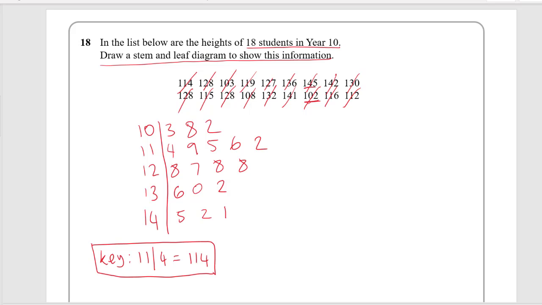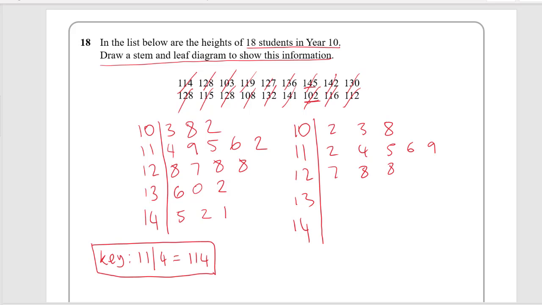In this question it does not ask you to work out the median or the mode, but if it did, I'd always suggest making an ordered stem and leaf. We made an unordered one, so now we're going to order the numbers. It's a bit of work, but it will help you avoid mistakes. So we've got 2, 3 and 8 in order. Then 2, 4, 5, 6, 9. Then 7, 8, 8, 8, then 0, 2, 6, and then 1, 2, 5.